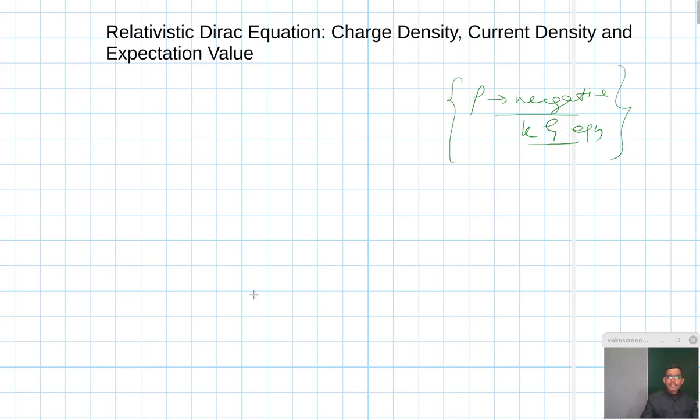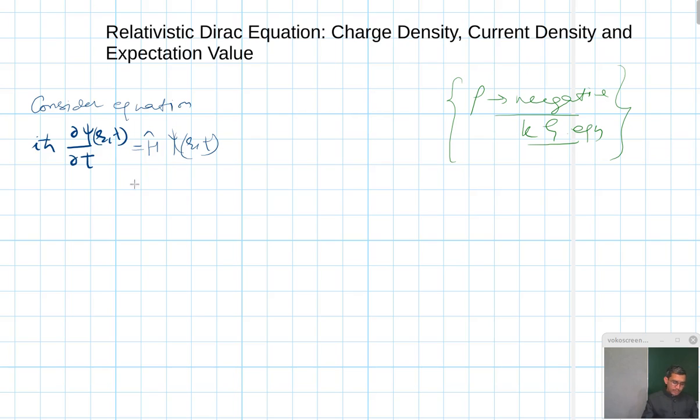So for this, consider an equation. The equation is iota h cross curly psi over curly t, where psi is a function of r and t, and it is equal to H psi of r, t. This is the Schrodinger wave equation.